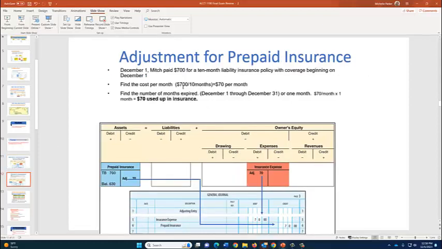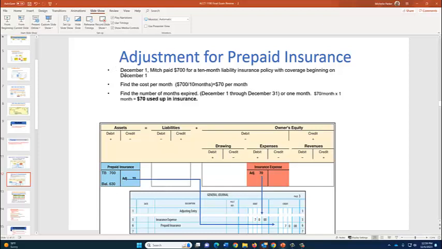You'll need to know the adjustment for prepaid insurance. On December 1st, Mitch paid $700 for a 10-month liability insurance policy with coverage beginning on December 1st. Okay, so the first thing we need to do is find out the cost per month for that policy. So if it costs $700 and it's going to last 10 months, the cost is $70 per month. Now we need to determine the number of months that we've already used this insurance.